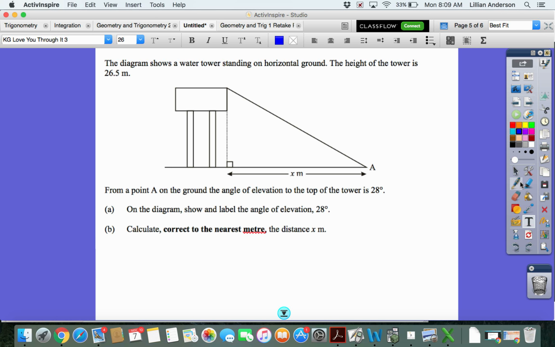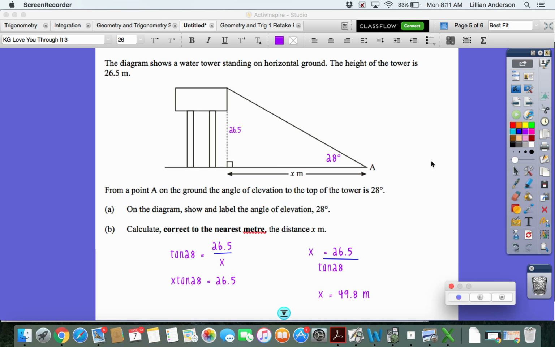Here's the next one. Go ahead, if you haven't already done so, pause the video, try to work this one out on your own. When you're ready to see the answer, press play. And hopefully you realize that the angle of elevation, remember, always comes from some horizontal line going up. So the 28 should actually be right down there where A is.